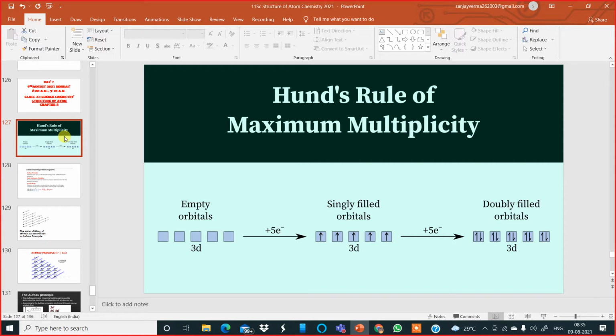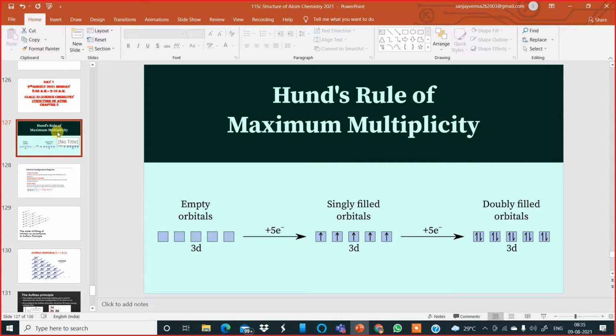The Hund's rule of maximum multiplicity. Now, if you look at the statement of the rule clearly, it says that while filling empty atomic orbitals, the electrons occupy the orbitals singly, and then when all the orbitals of the particular subshell have been completely occupied singly, only then does the pairing take place.